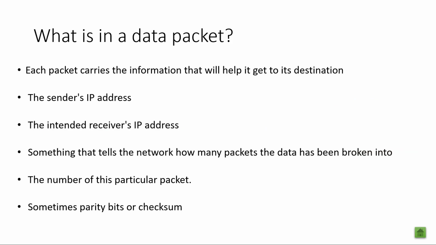Now these packets of data that we send between computers, each packet carries the information that will help it get to its destination. And you've got things like the sender's IP address, the intended receiver's address, something that tells the network how many packets the data has been broken up to, the number of packets and the number of that particular packet as well. And sometimes you have something called a parity bit or a checksum, and they are to help with errors. Now normally you get checksums on barcodes, so that's scanning numbers, doing some mathematical calculation and working out whether it's been tampered or changed, and that's what that's for.